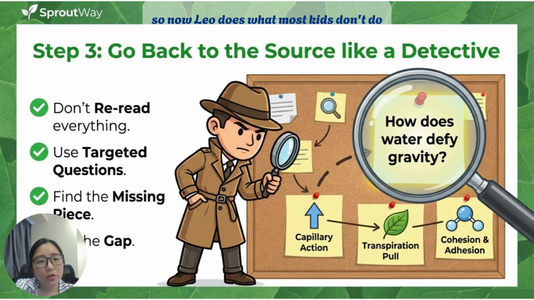So now, Leo does what most kids don't do. He doesn't just flip pages mindlessly. He goes back to the textbook like a detective. He has a specific question now, not "what is this chapter on transport system in plants about," but "how does water actually move up the stem, what is the force?" He's hunting for one missing piece. This is targeted learning, it's efficient, it's filling the learning gap.